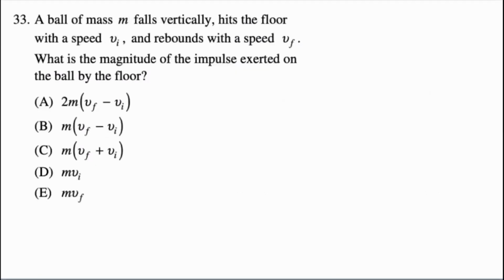Number 33. A ball of mass m falling vertically hits the floor with a speed vi and rebounds with a speed vf. What is the magnitude of the impulse exerted on the ball by the floor? So as we stated before, impulse is equal to the change in linear momentum. So that's what we're going to be focusing on right now.